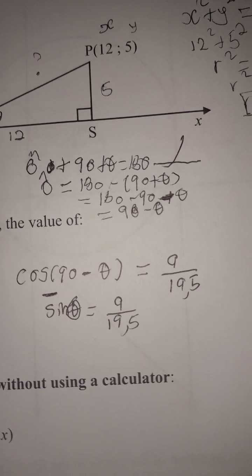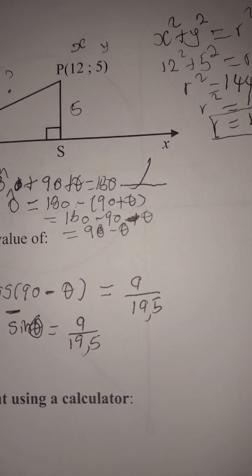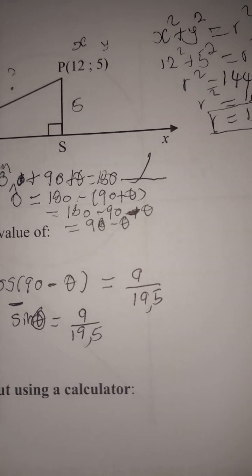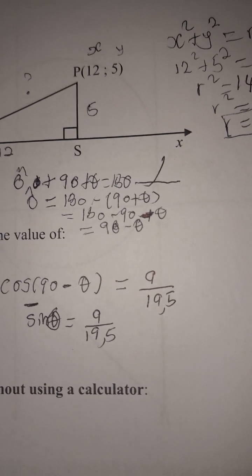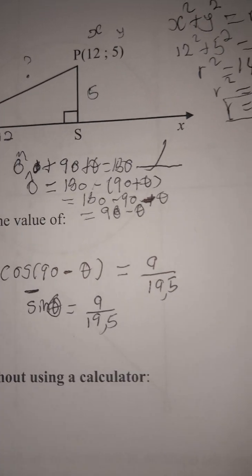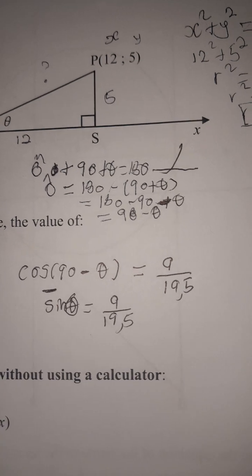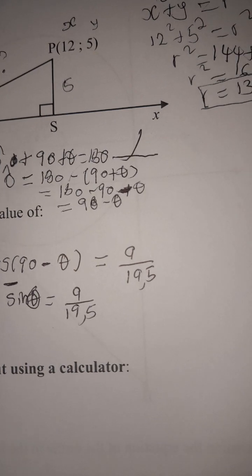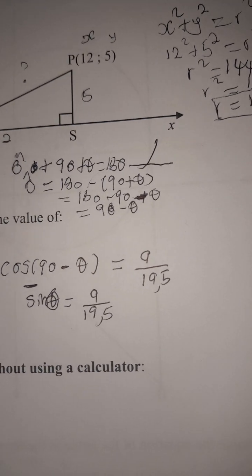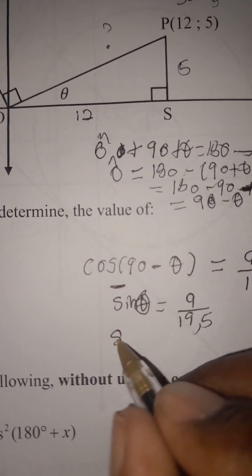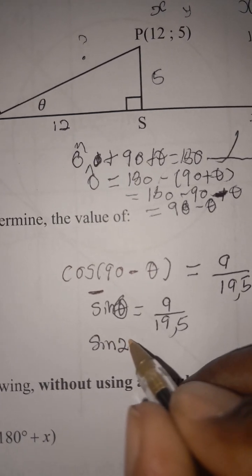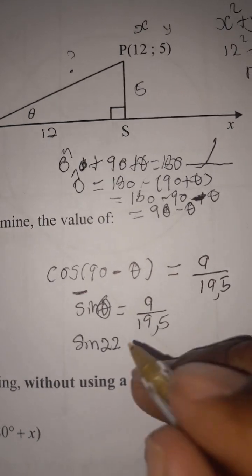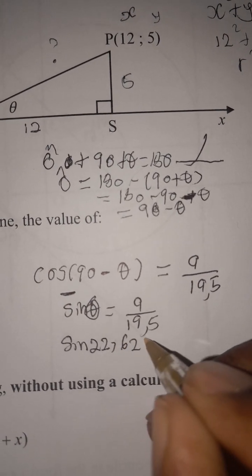That will be 22. Let me just punch it well. Sine, sine what? Remember it's 5 out of 13. That will be correct to 1 decimal place, 22,6. So we are going to have sine inverse. Let me just put it to 2 decimal places. That will be 22,62 as theta there.